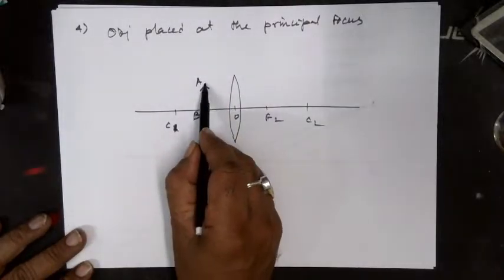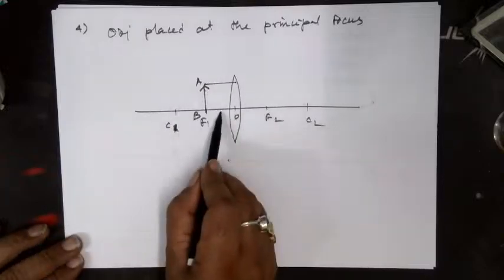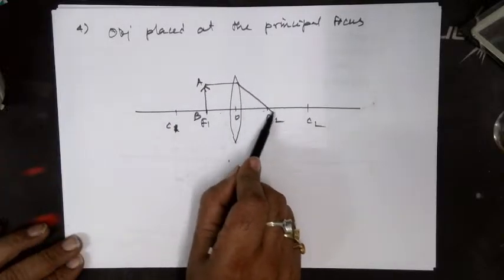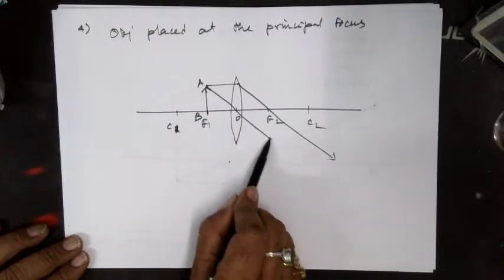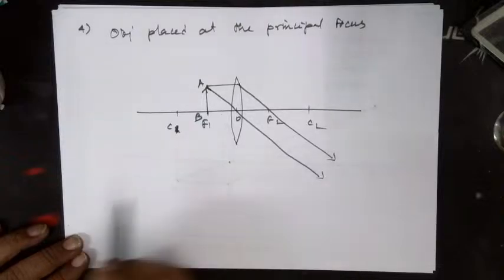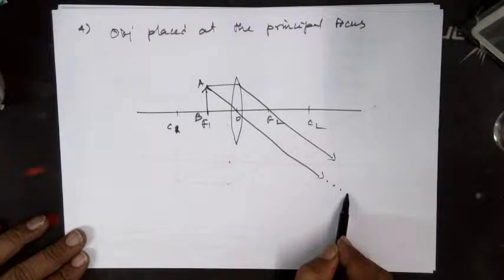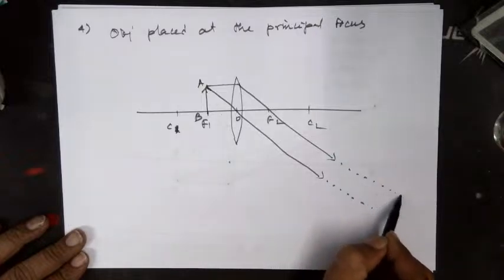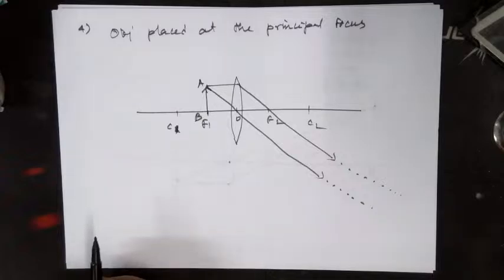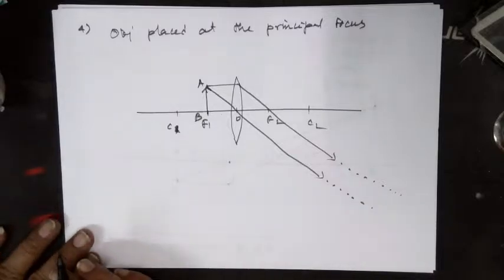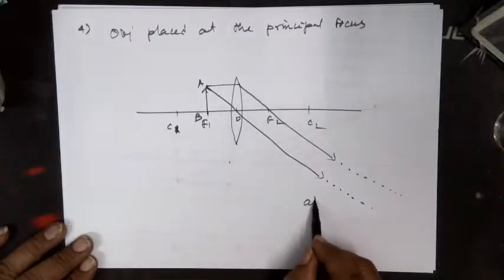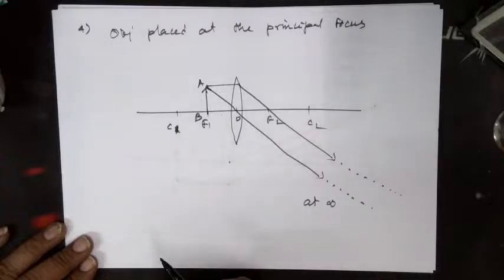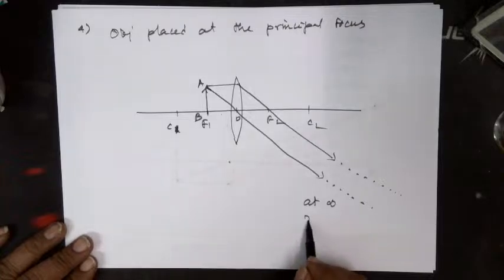One ray will pass parallel to the principal axis and be refracted through F2, correct? Another will pass through O, and they don't meet each other, so you get parallel rays. It means the image is formed at infinity and much larger also. So what about the image at infinity? Of course, this is a real image.